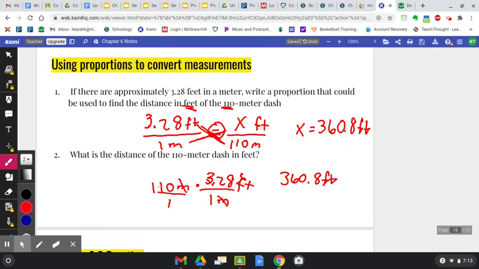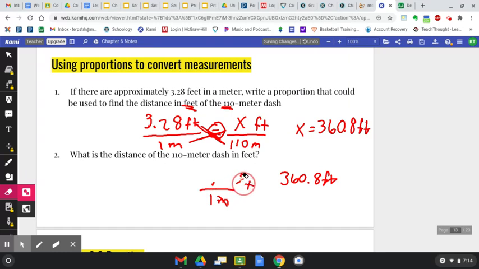So we end up with the same answer, right? But notice what we multiplied. We multiplied the 110 by the 3.28, and that's what we get when we do our cross products as well. And when we set up the cross products, right, we're setting them equal to one another. And that's why we have to be consistent, right? If I have feet on top of the ratio and meters on bottom, I have to have that in both of my fractions so that when I actually do multiply, the meters cancel out and I'm finding just the feet.